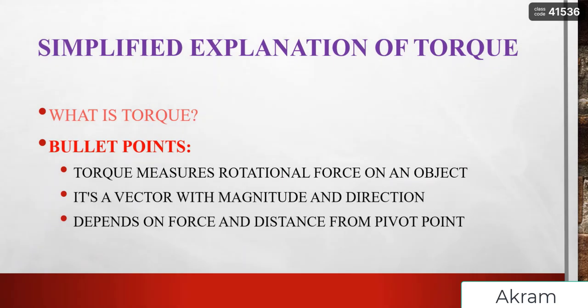Simplified explanation of torque. What is torque? Torque measures rotational force on an object. It's a vector with magnitude and direction. It depends on force and distance from the pivot point.